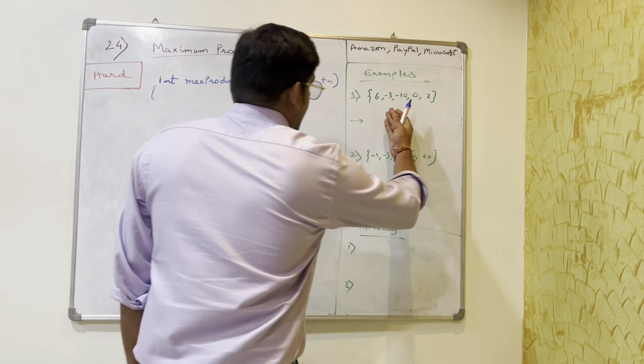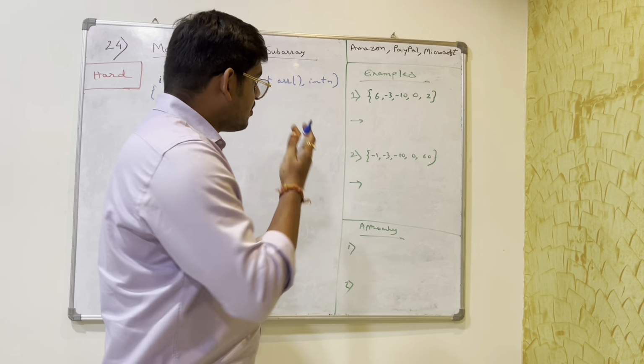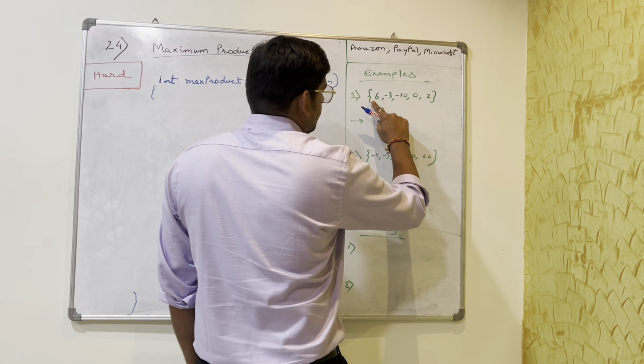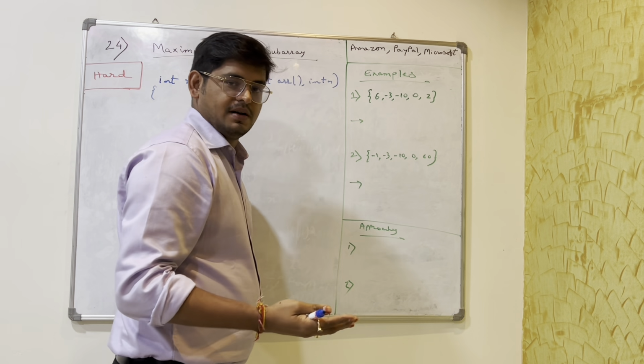So we are given an array. We need to find the subarray whose product is maximum. So in this example, 6, -3, -10, 0, 2. So the product of subarrays, right? We know what a subarray is.